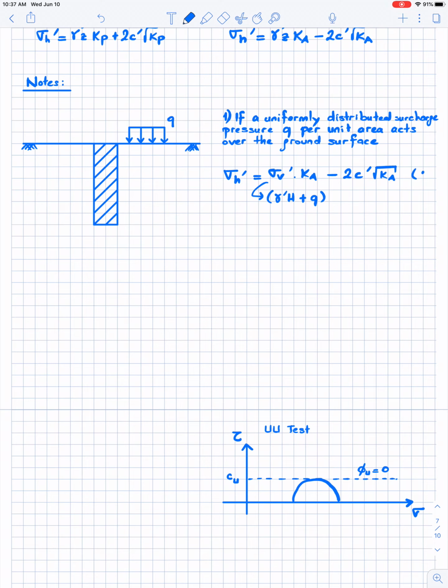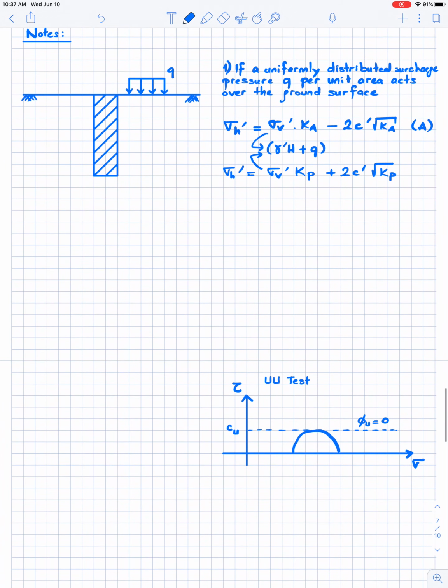This was for the active earth pressure, and for the passive one, I'll be using the same equation, sigma V prime Kp plus 2C prime square root of Kp. And again, I'll be calculating the sigma V prime based on this gamma prime times H plus Q. Okay, so that is the logic behind this. Now, this is the first note.